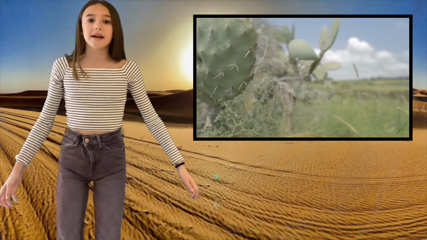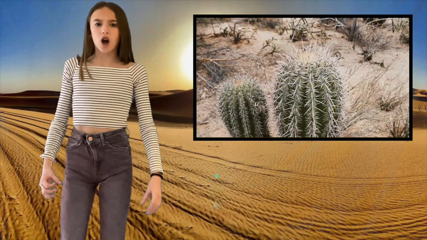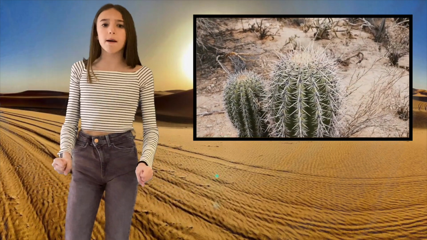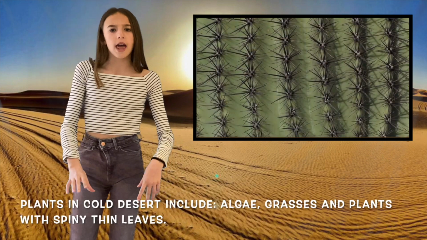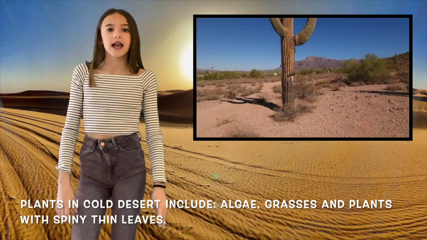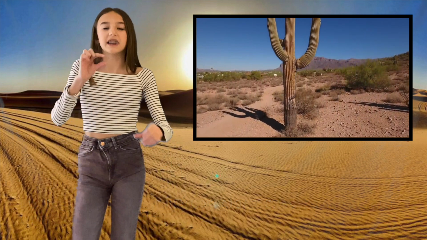Many desert plants have sharp spines to protect them from animals. Plants in cold deserts include algae, grasses, and plants with spiny thin leaves.